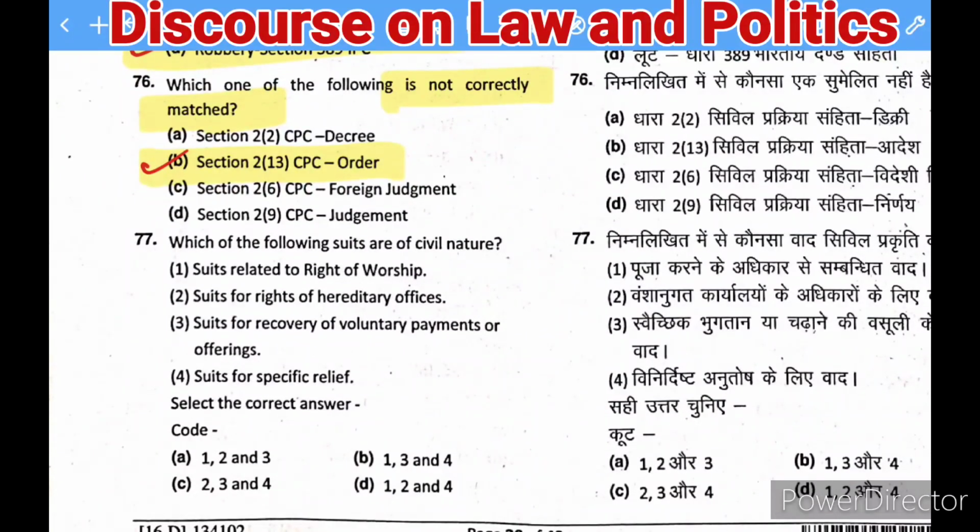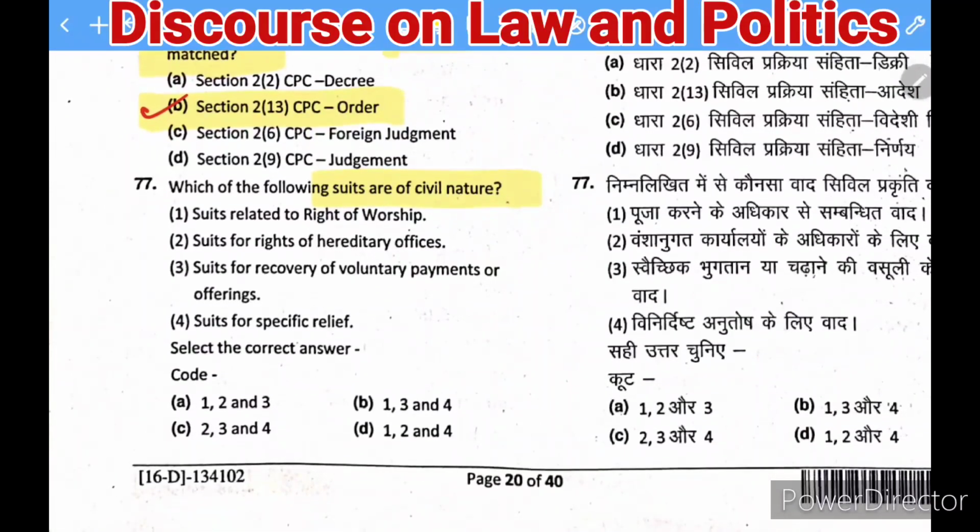So now coming to the next question, which of the following suits are of the civil nature? There is a list of suits given, and this question was already asked. The previous question was also part of the previous year's question paper, and this question is also a part of the previous year's question paper. So let's start one by one.